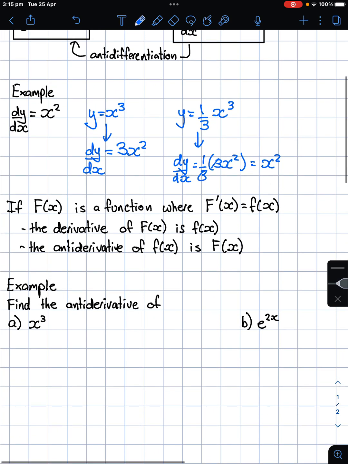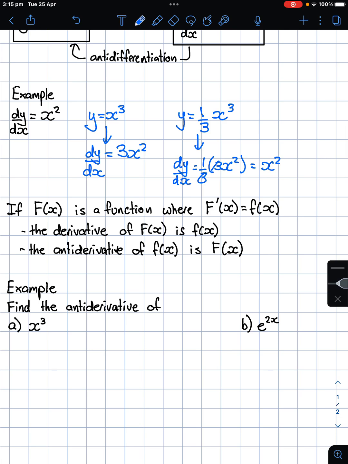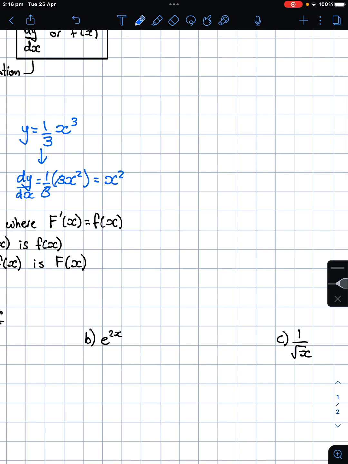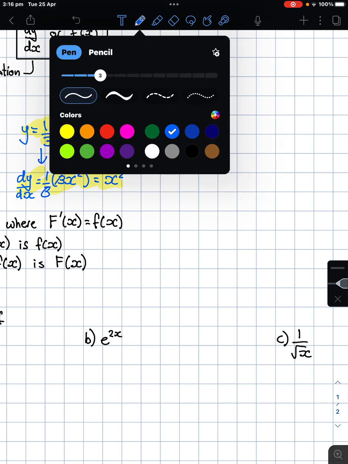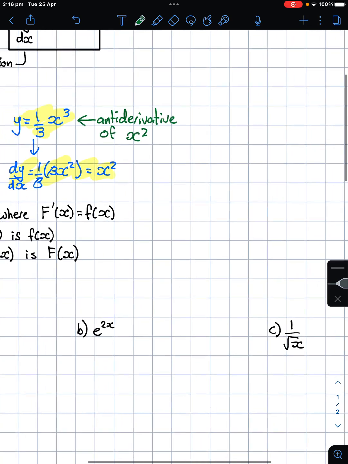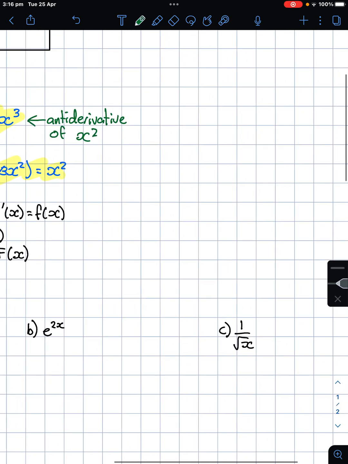Now, this is the simplest form of this function, and I'm bringing this up because this is going to be important in integral calculus later. So this bit here is important, and I'm going to label this now. I'm going to pick a different color because I'm going to show you another example. So this is the antiderivative of x squared. And it's the simplest function which when differentiated gives us x squared.